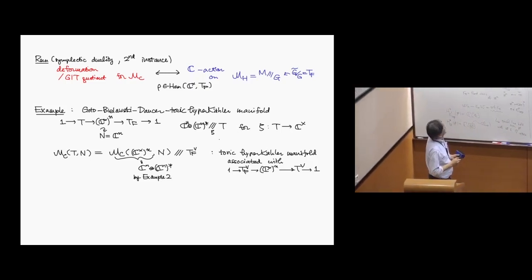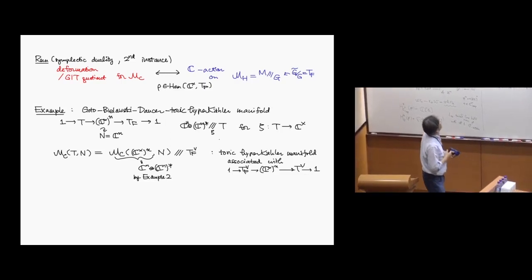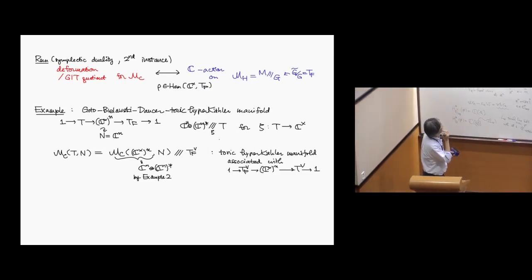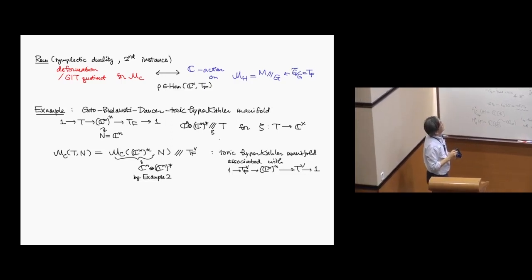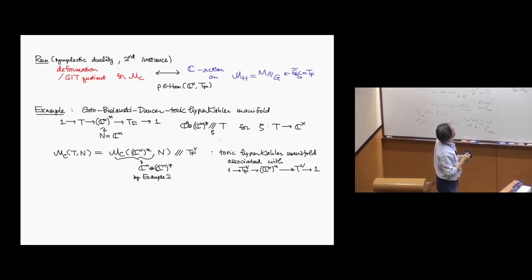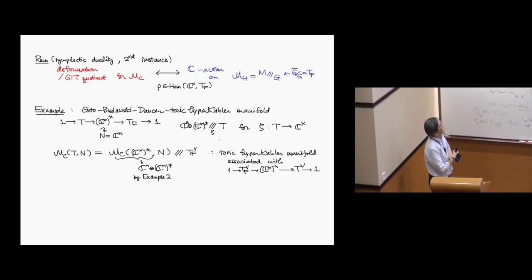And I think the best example where you see this phenomenon is the so-called toric hyperkähler manifold introduced by Goto and Bielawski-Dancer. So you consider this exact sequence of tori. You have C star to the N acting on n-dimensional vector space, and you have a sub-torus, and you have the quotient torus TF. Then the toric hyperkähler manifold is defined as the symplectic reduction. Like before, you can introduce the stability condition, GIT quotient of this.